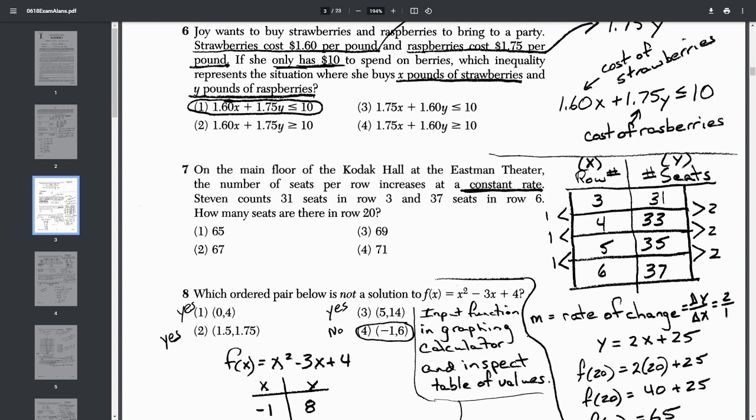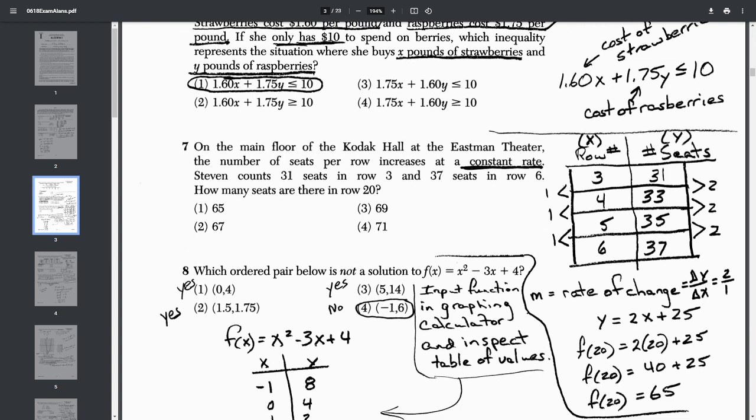So that means the equation of this situation here is y = 2x + 25. 2 is the number of seats that are added per row, and 25 is how many seats would be in row 0. So once we know that, we're just going to find row 20, which is 2 times 20 plus 25. That would be 65. That's choice number 1.